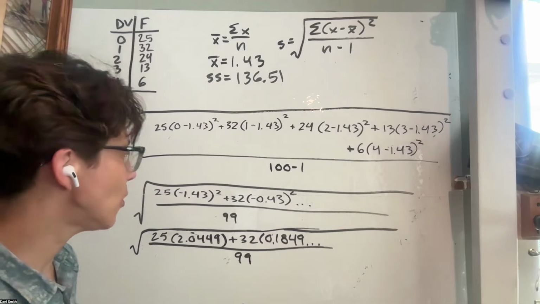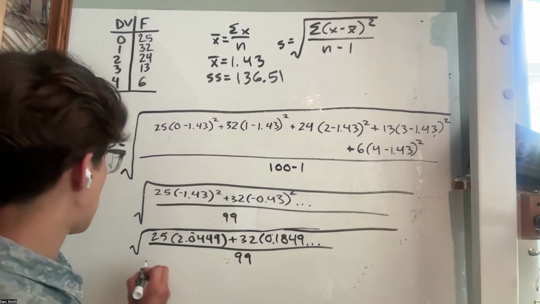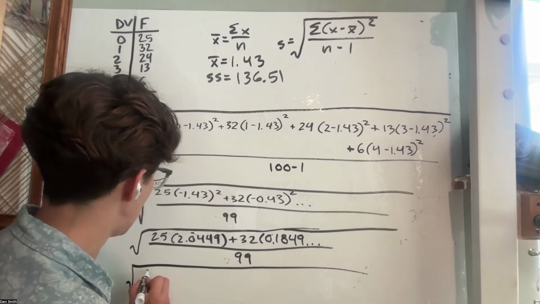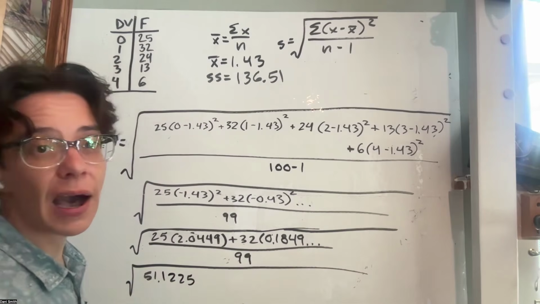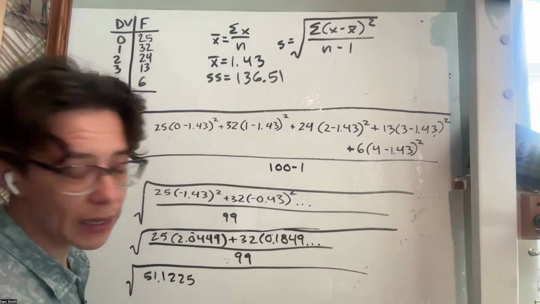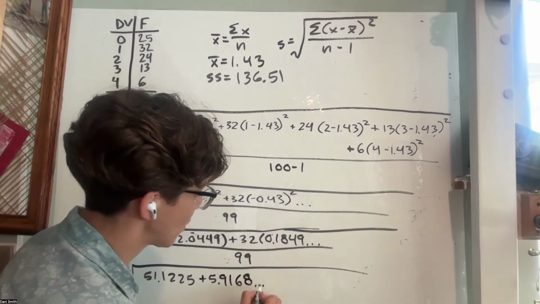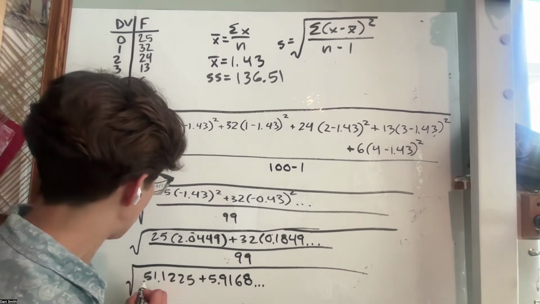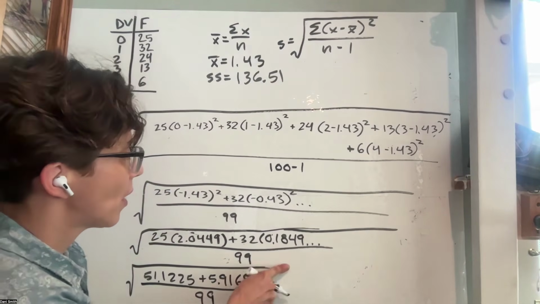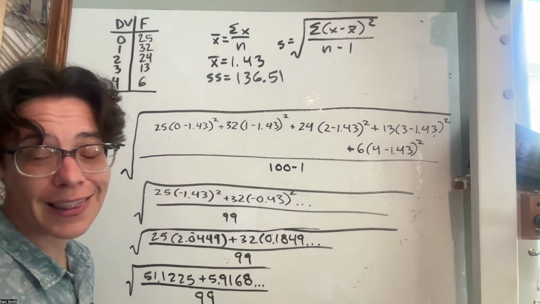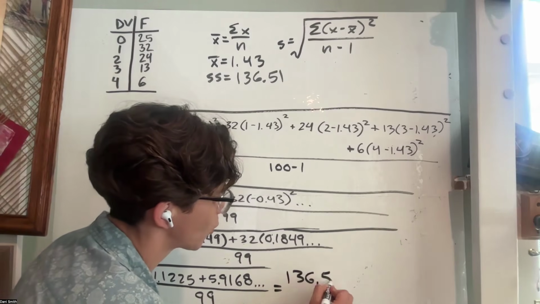Then we can do the multiplication piece. So that's where our 51.1225 and our 5.9168 come from, and all the rest of those values would go on that next line. We still just have this divided by 99 thing going on underneath. So if we had all the rest of those values listed out there, then when we add this up, that's where we get our 136.51.